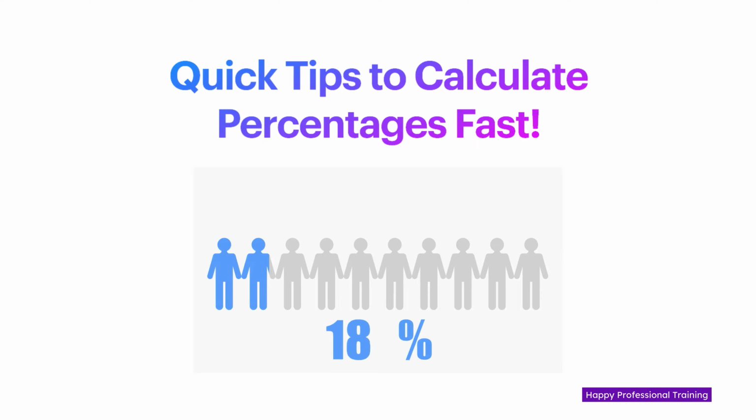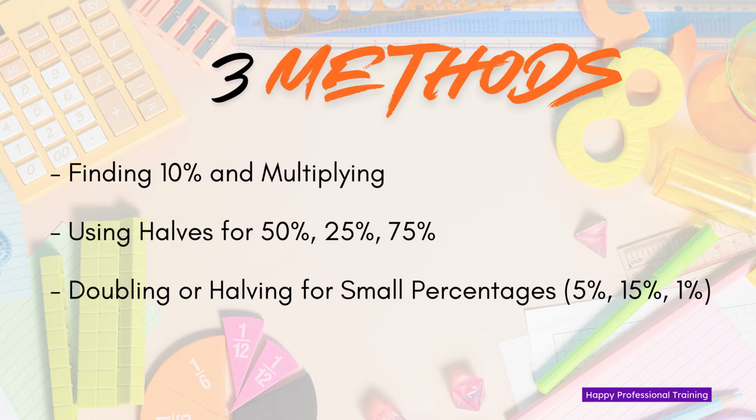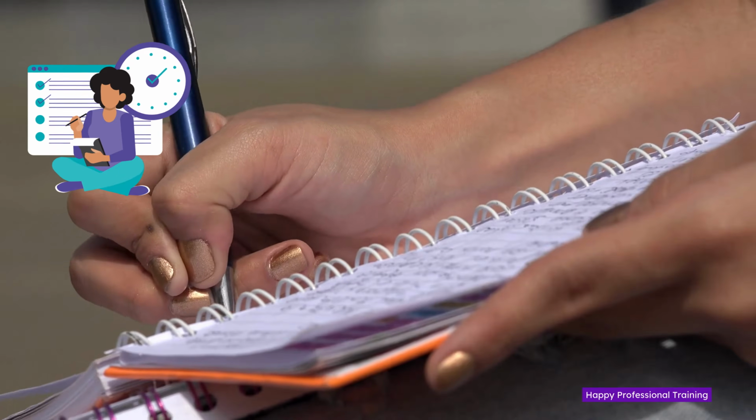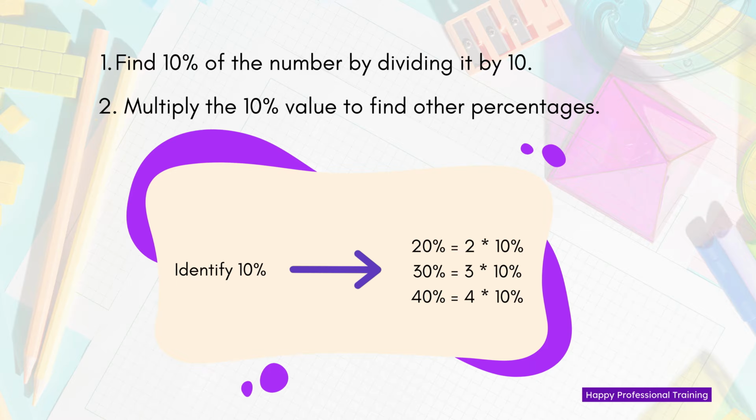In today's video, I'll teach you 3 simple methods to solve percentage problems quickly and confidently. To make sure you get the hang of it, we'll work through 5 examples for each method together. So grab a pen and paper because these methods are going to save you a lot of time and effort. Let's start with method 1. This method is about finding 10% of a number first and then multiplying it to the percentage you actually need.